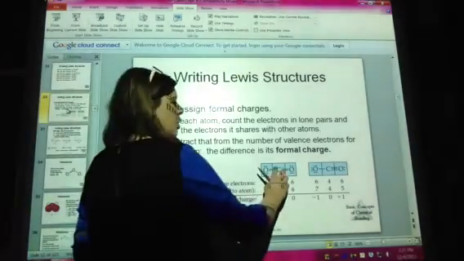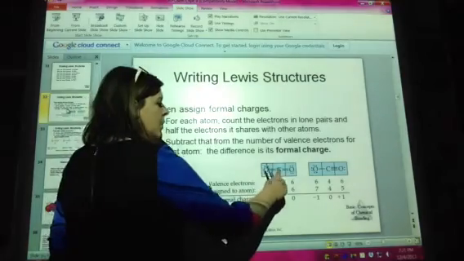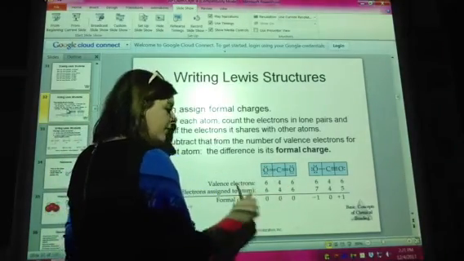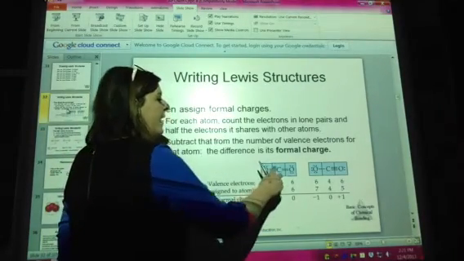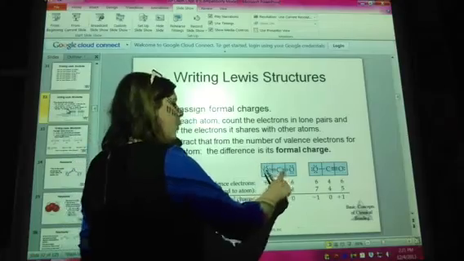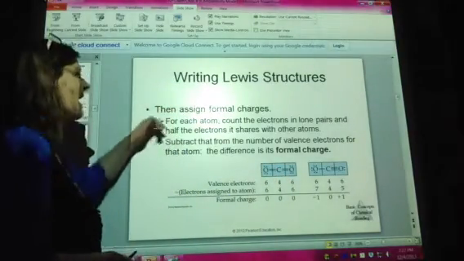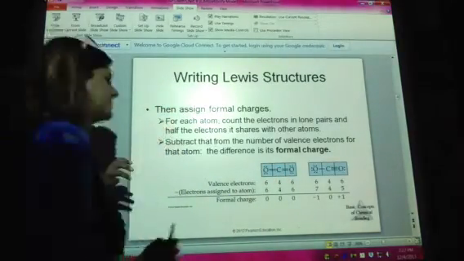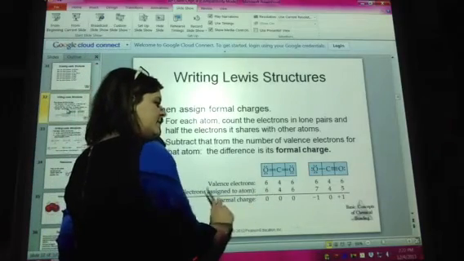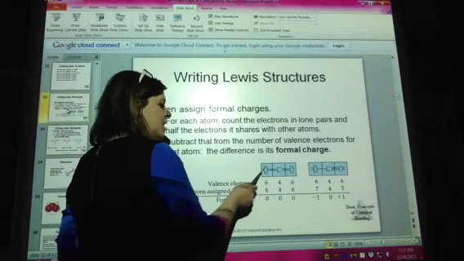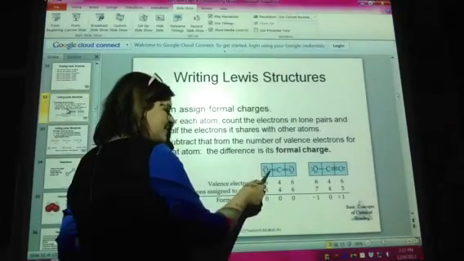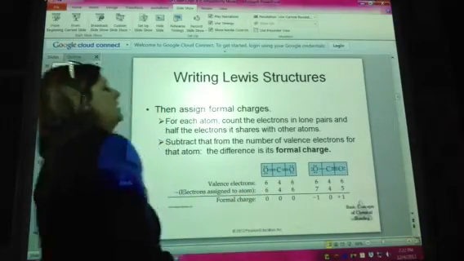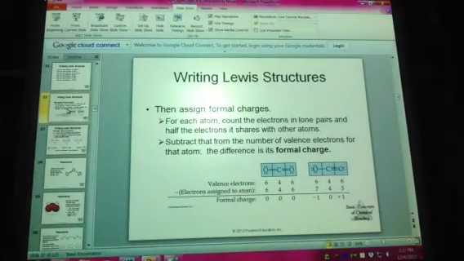So if we're looking at carbon dioxide here, carbon has 4 valence electrons, so I wrote the 4 there, and it's 1, 2, 3, 4 directly around it because it says half the electrons it shares with other atoms. So 4 minus 4 gives me 0. If I do the same thing for oxygen, it has 1, 2, 3, 4, 5, 6 electrons around it, so that also gives me a formal charge of 0.